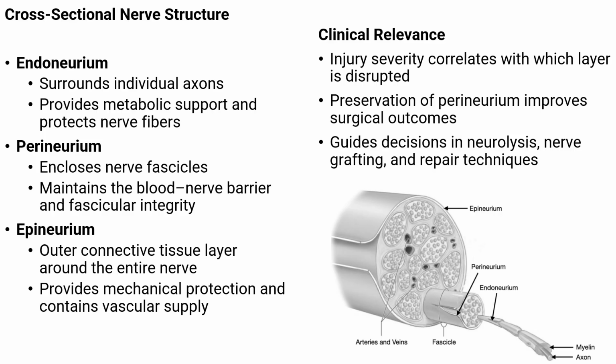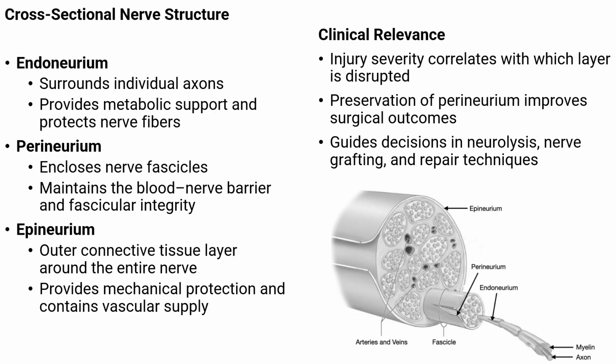These axons are then grouped into bundles or fascicles, which are wrapped by a specialized cellular layer that preserves fascicular structure and forms the critical blood-nerve barrier. Surrounding everything is a tougher outer layer that holds the nerve together, protects it from mechanical stress, and carries the blood vessels supplying the nerve.